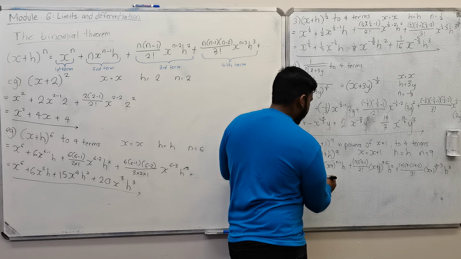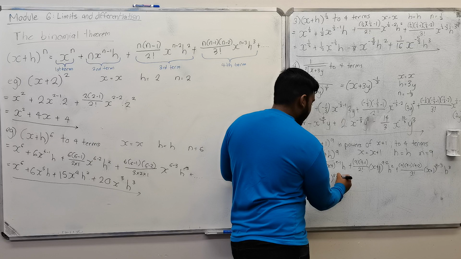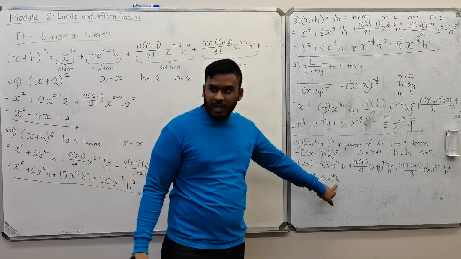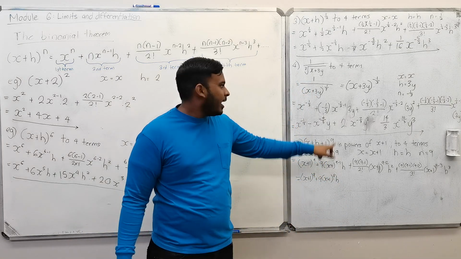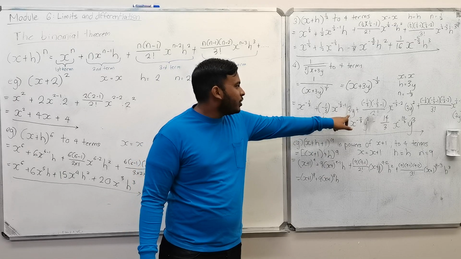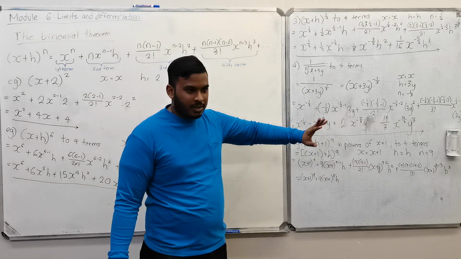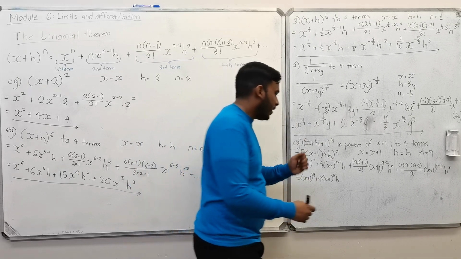Here would be plus 9 x plus 1 to the power 8 times h. If you had a value of h, you would have just multiplied it to the 9, like how we did here. We had a value of h when we squared it and then we multiplied it to the first term. Keep your numbers, your constants together.